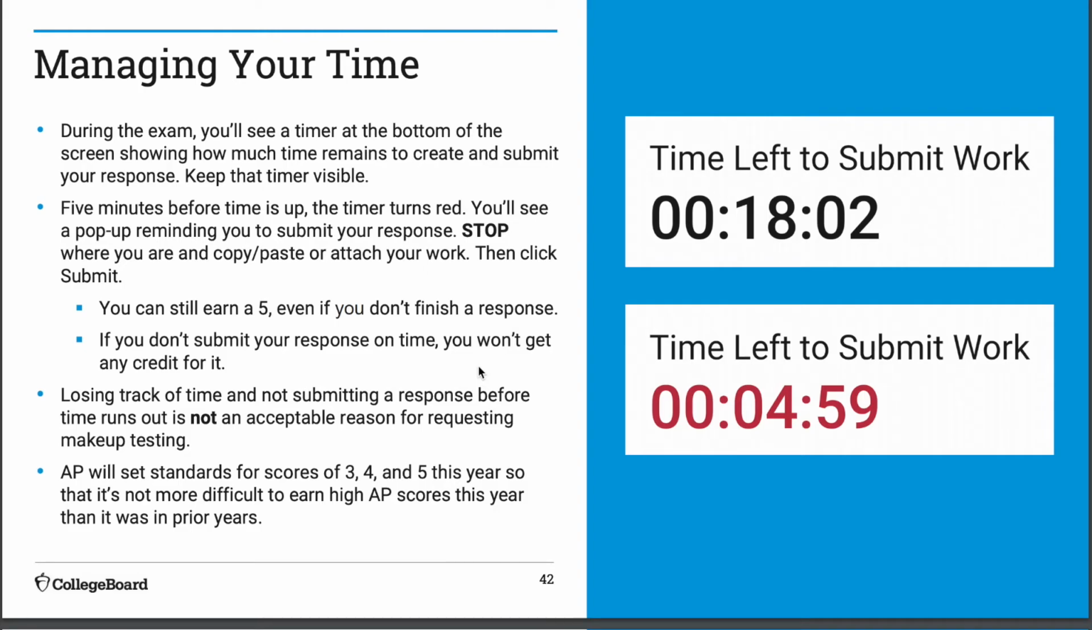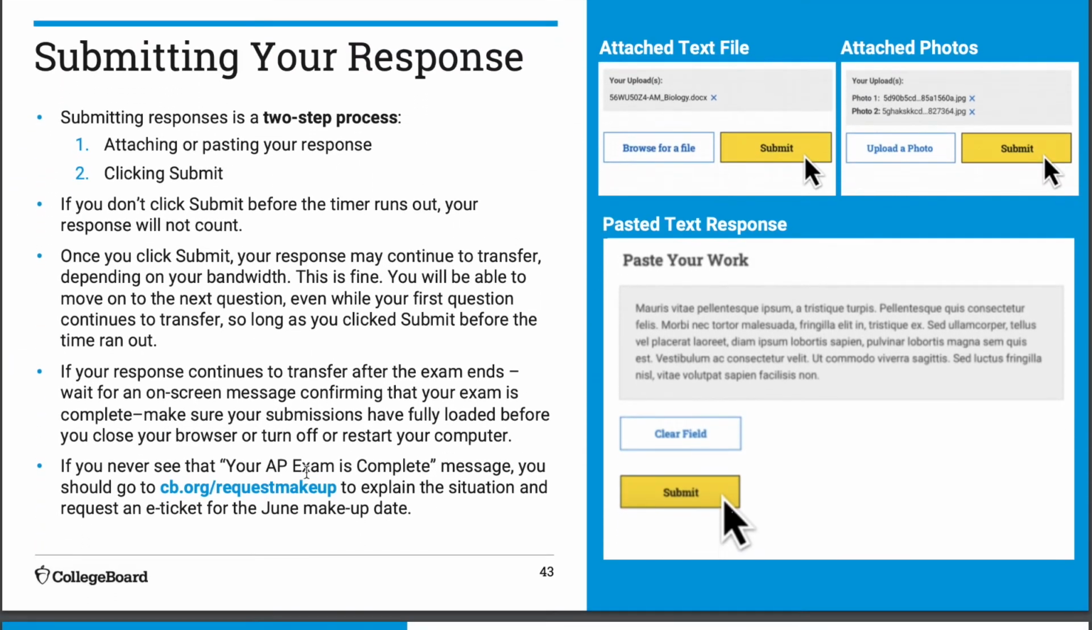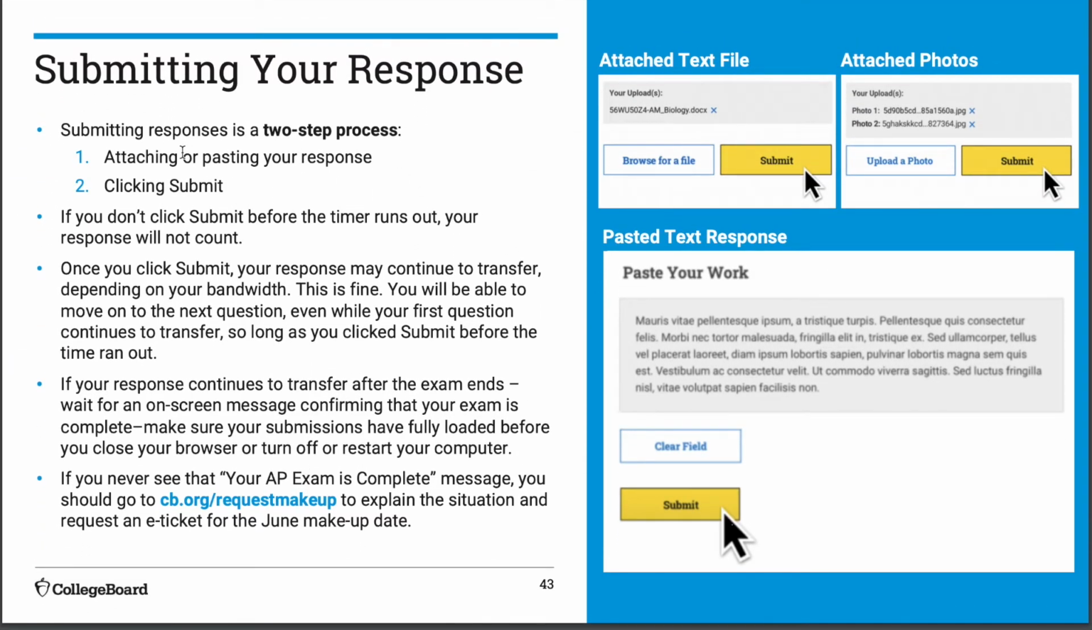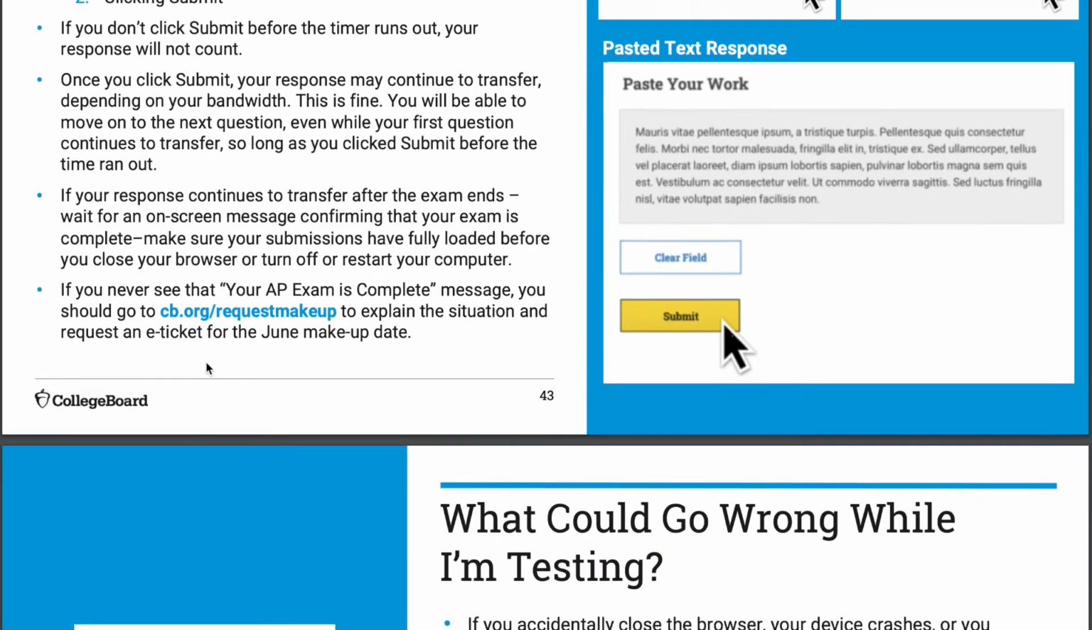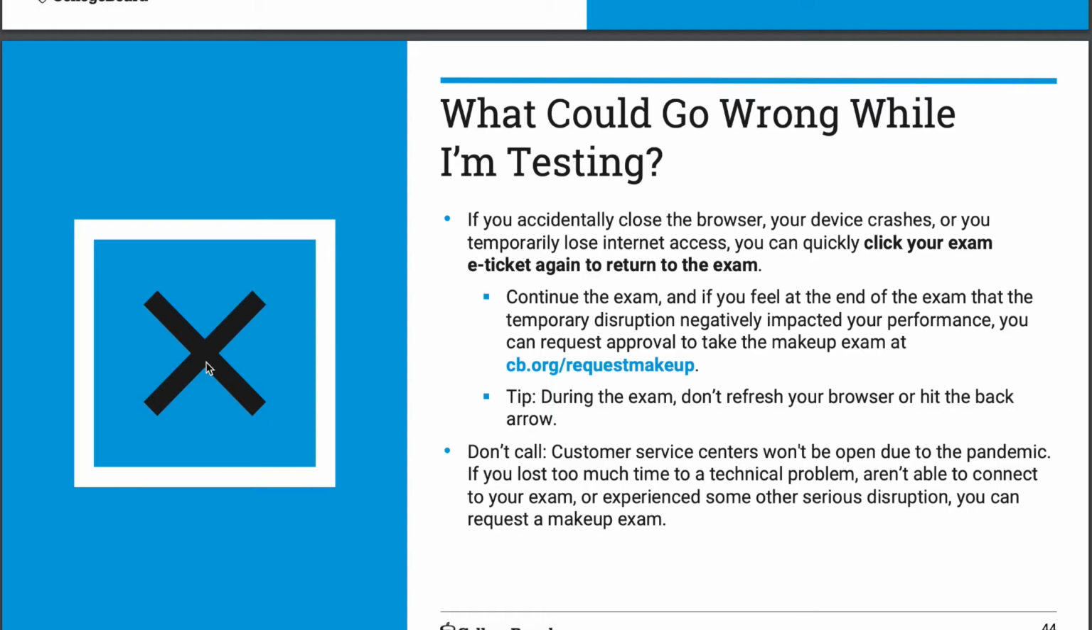So even if you have like 3 paragraphs written, submit that anyway because it's better to get maybe a 7 out of 10 or something rather than a 0 out of 10. So submit whatever you have as soon as that timer turns red. Now, submitting your response, again, you attach or paste your response, you click submit. This is kind of a no duh here, but there you go, okay? So attach or copy and paste, whatever you're doing, and submit it.